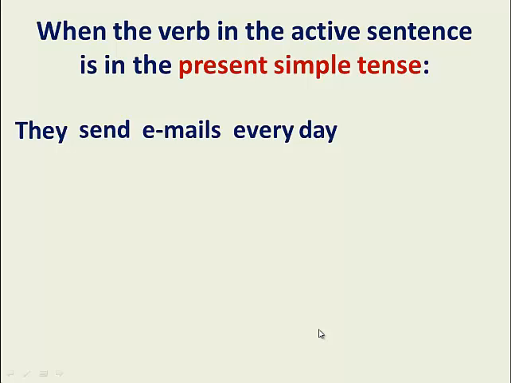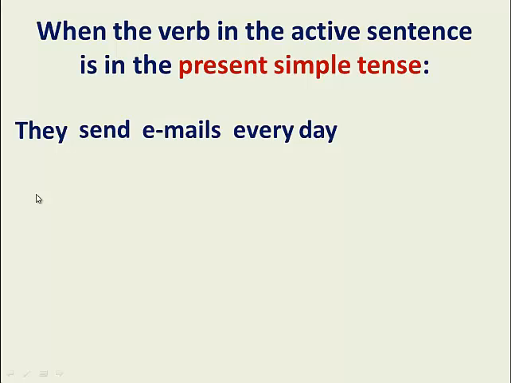When the verb in the active sentence is in the present simple tense, like in this sentence, they send emails every day, and we want to change this into the passive voice, what we should do first is start the sentence with the object. So the object of the active sentence should become the subject of the passive sentence.